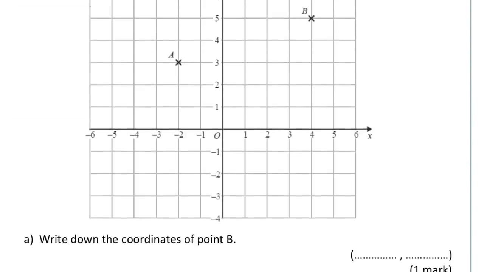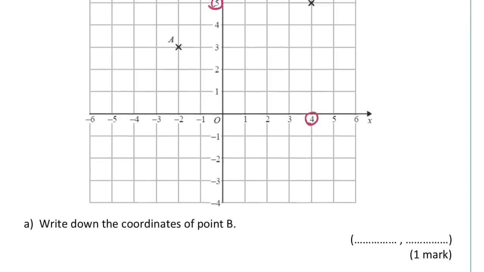Question 10, we have some coordinates. So this one says write down the coordinates of point B. So with a coordinate, just make sure you don't get the x and y mixed up. We need to first go along the x-axis, and you can see it lines up with the 4, and then going up to its position on the y-axis, it lines up with the 5.